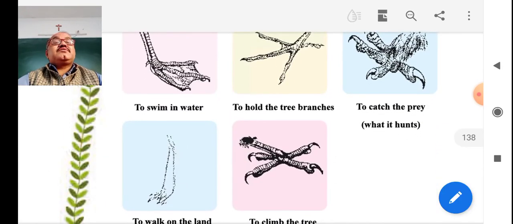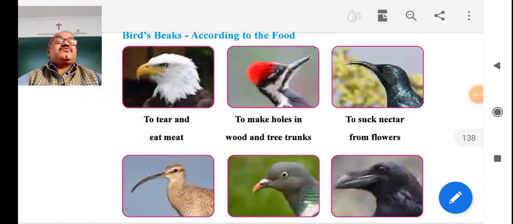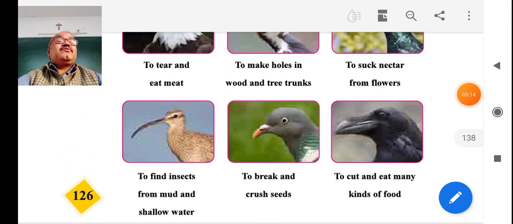Then study all the diagrams given here point-wise. Later on we will discuss more about our continuing lesson.